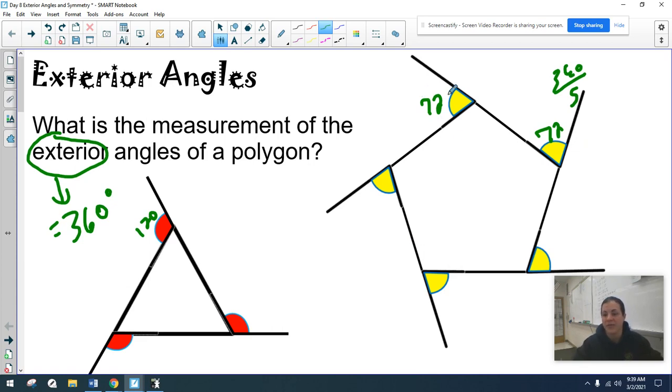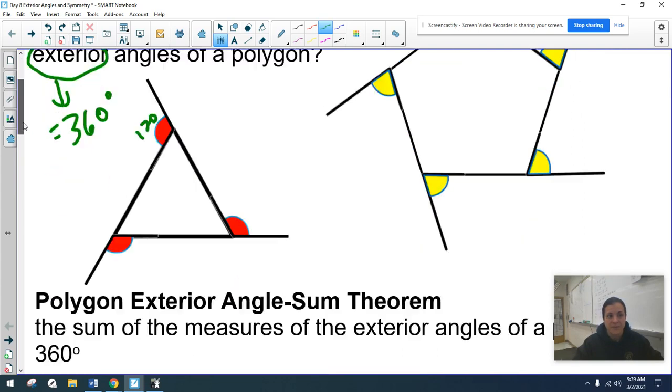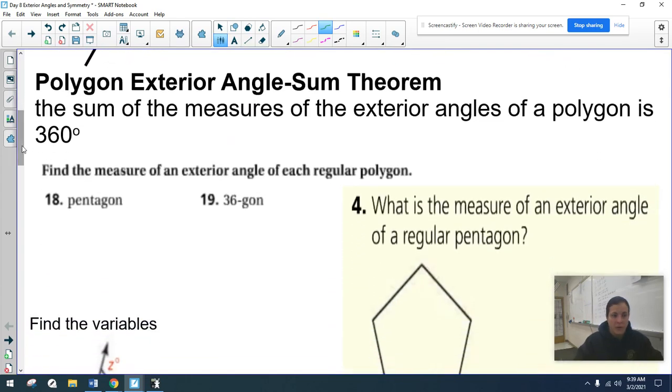Okay, so all you have to deal with today for exterior, as soon as you see that word, you know you're going to be using 360 somehow. So if you see exterior, they always add up to 360. Okay, so that's what I just wrote here. That's called the polygon exterior angle sum theorem. So 100% of the time, exteriors will equal 360.